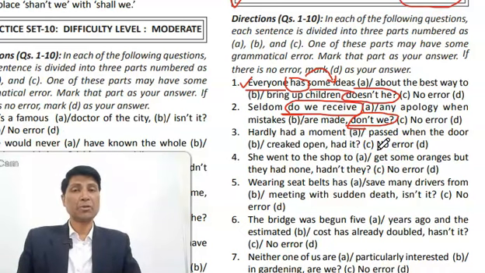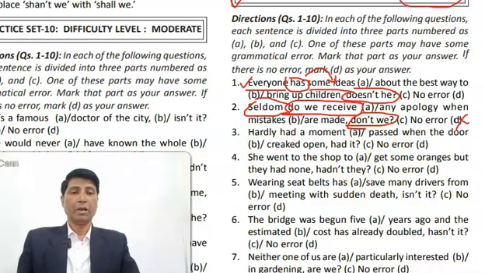But is the question tag correct? Answer is no, it is not correct. Now the question is, why is it not correct? Because the main statement contains a negative word, negative adverb, seldom. Therefore, in place of don't we, it should be do we. Now let us move on to question number 3.